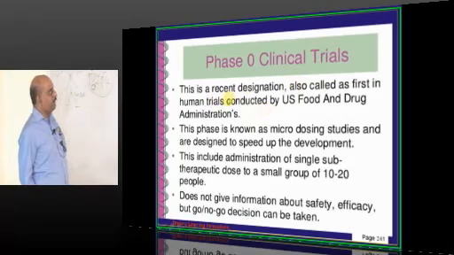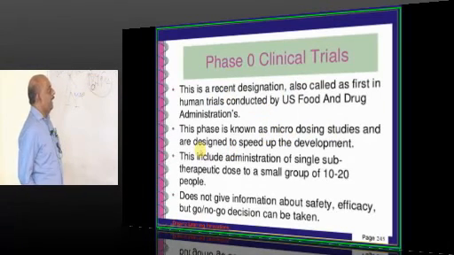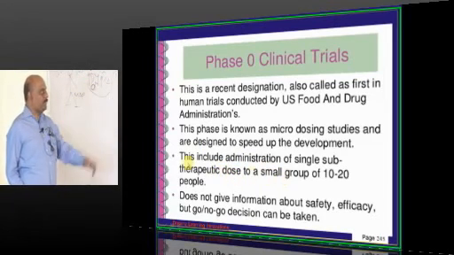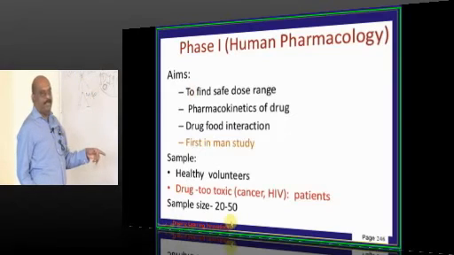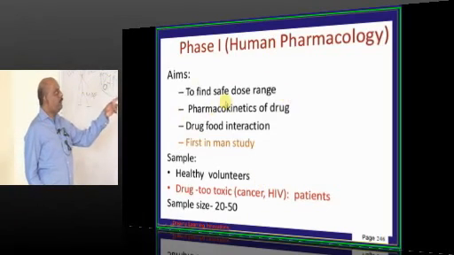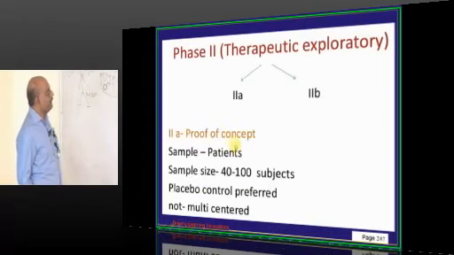It is the first trial done in humans. This is called a microdosing study, and it is designed to speed up development. You give a subtherapeutic dose to a small group of 10 to 20 people. In phase 1, healthy volunteers test it, unless the drug is too toxic, in which case you give the drug to those patients who definitely deserve it. Mainly to know the safe dose range, pharmacokinetics, drug-food interaction and so on.